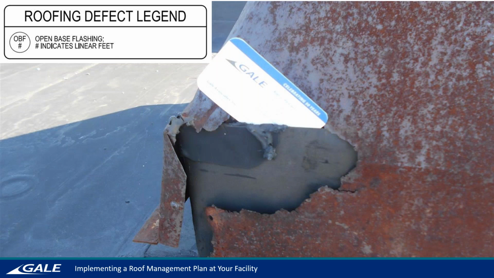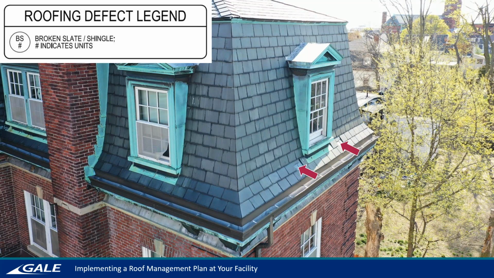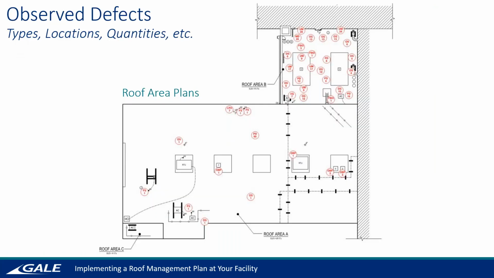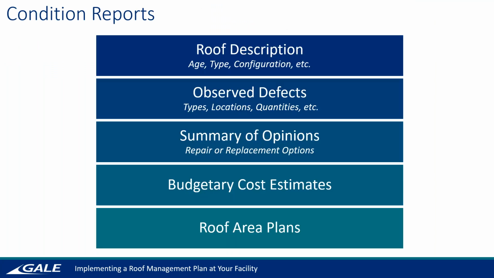Here's another one, open base flashings. Again, the number indicates linear feet. Broken shingles indicates how many units, so you can quantify all that. And then you have your macro view, all to create a conditions report.